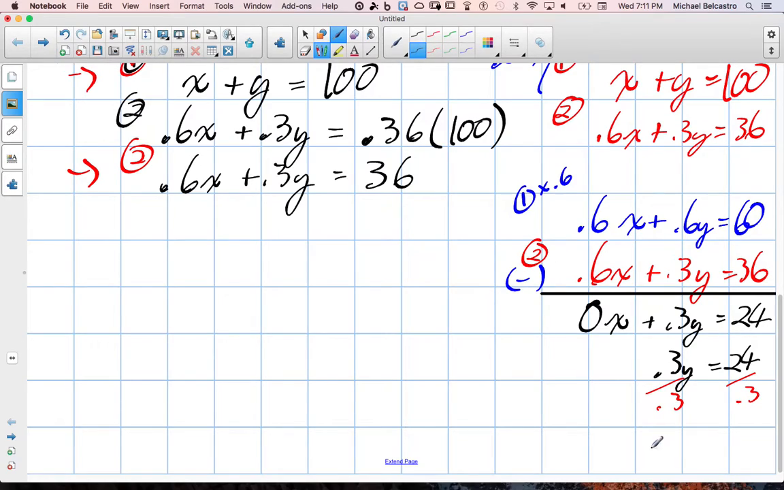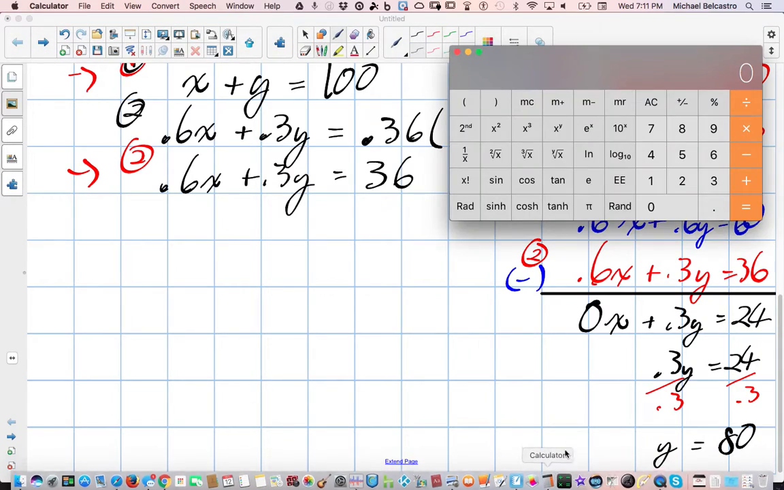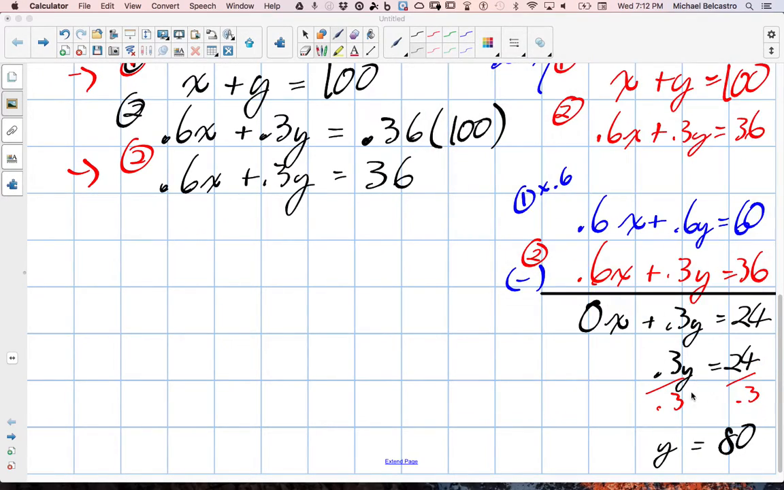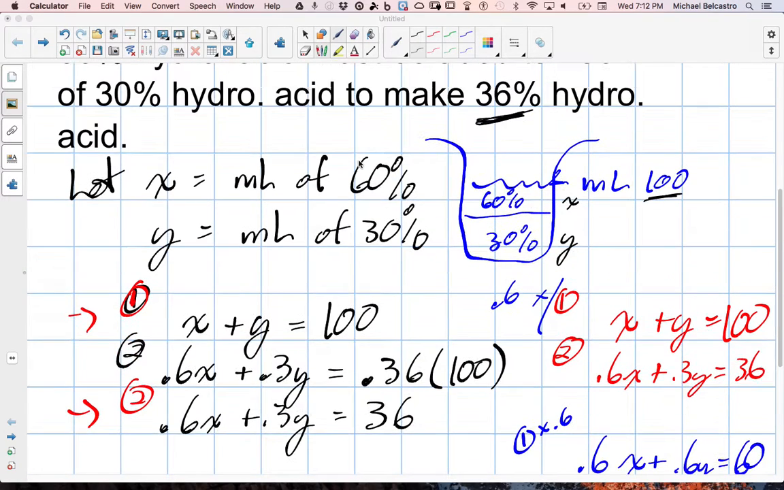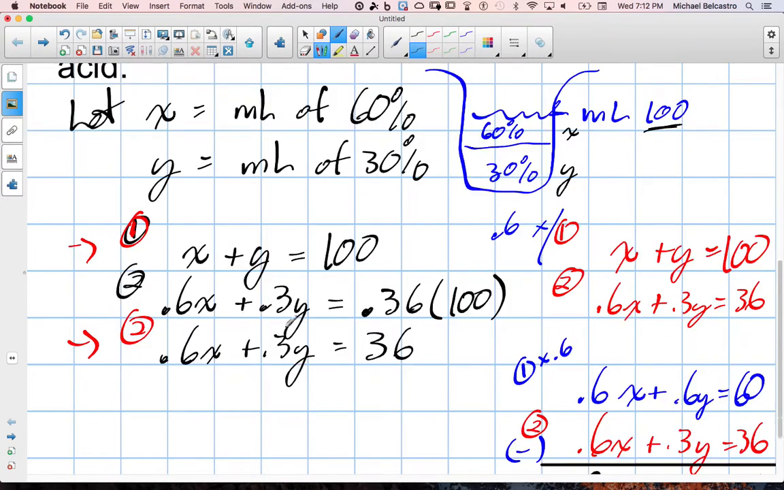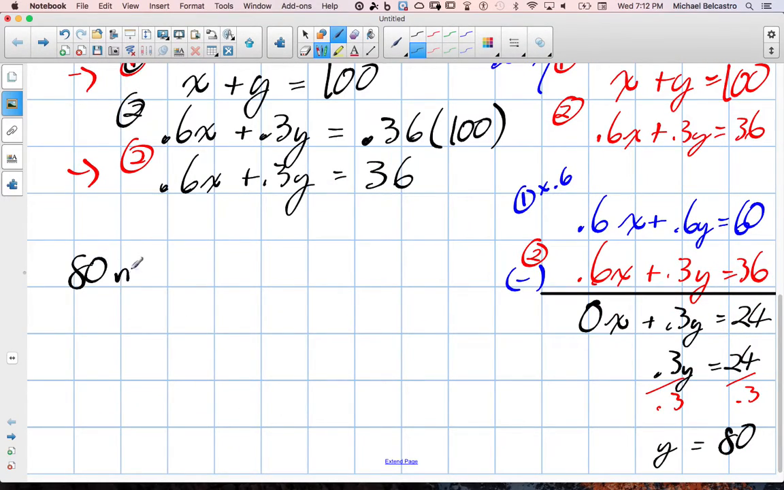Okay. And y would be equal to 80? I think that's 80. We might want to use a calculator for that one. Let me just check. 24 divide 0.3. Yeah, okay. So 80. Well, what did y stand for? Y stood for milliliters of 30%. So we need 80 milliliters of 30% hydrochloric acid. Okay?